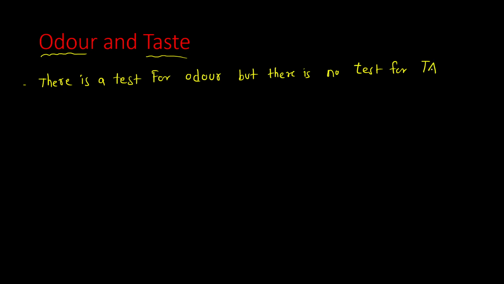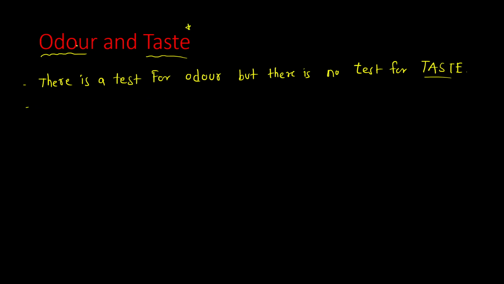If we try to sum up odor and taste in one statement, we can say that there is a taste for odor, but no taste for taste. So write it down: there is a taste for odor. That means we can find odor by doing some taste, but there is no taste for taste. Don't get confused. This taste is the taste that we are talking about.